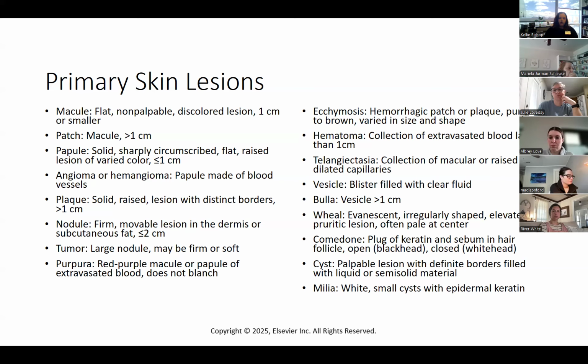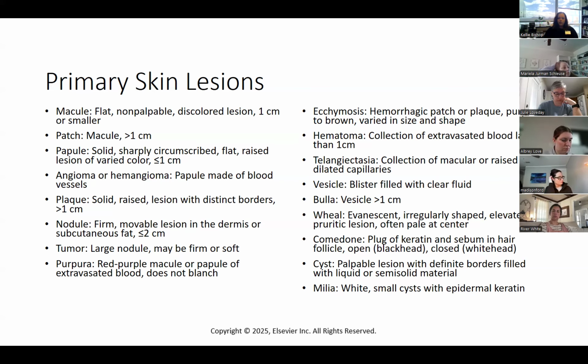And then nodule and tumor go hand in hand. That really is based off of size as well. Purpura and ecchymosis, very similar. It's the bleeding underneath the skin. Hematoma, let's see, what are the other ones that are common? Vesicles. So a vesicle is a blister filled with clear fluid, but it's the smaller, and then a bulla is greater than 1 centimeter. So a vesicle is less than 1 centimeter. So that's kind of how I think about them and group them.